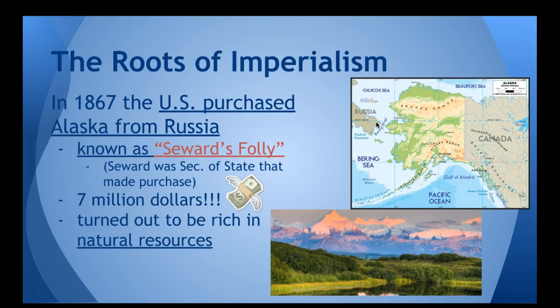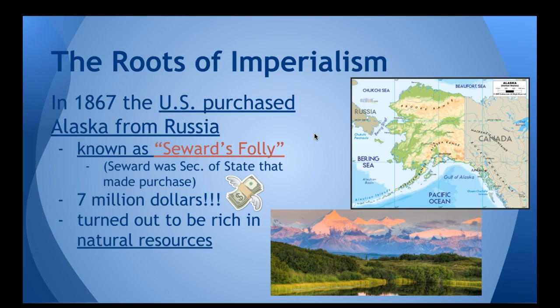In 1867, the United States purchased Alaska from Russia. All right. If you've never noticed how close Alaska is to Russia, it's just a tiny bit of water, the Bering Strait, that separates Alaska from Russia. At the time that this purchase was made, it was known as Seward's Folly. Seward was the Secretary of State that was responsible for the purchase. And if you're not familiar with the term folly, it means a mistake.